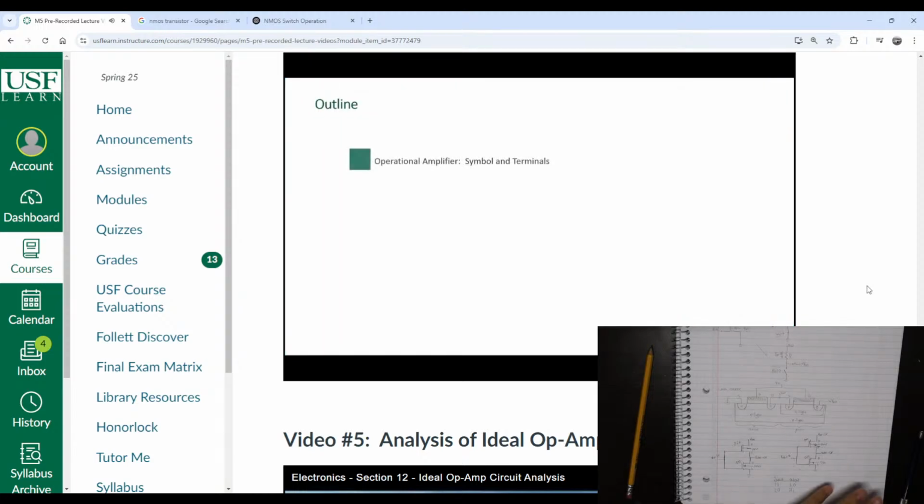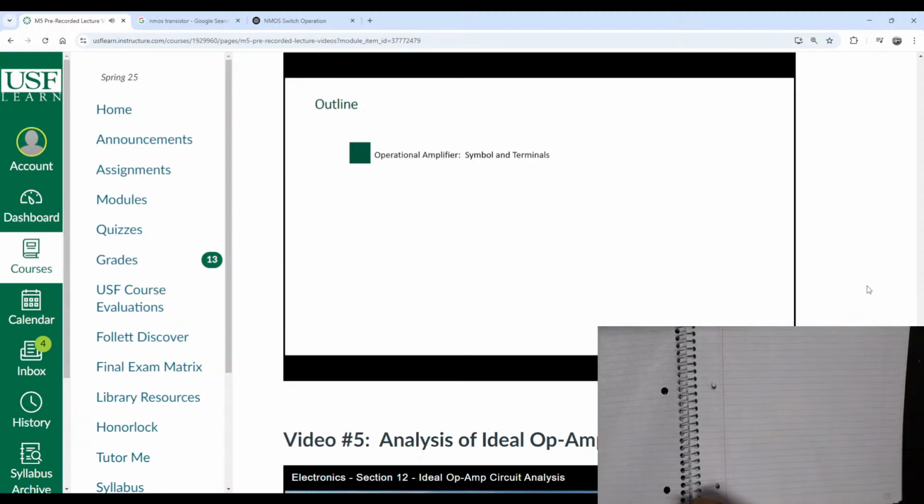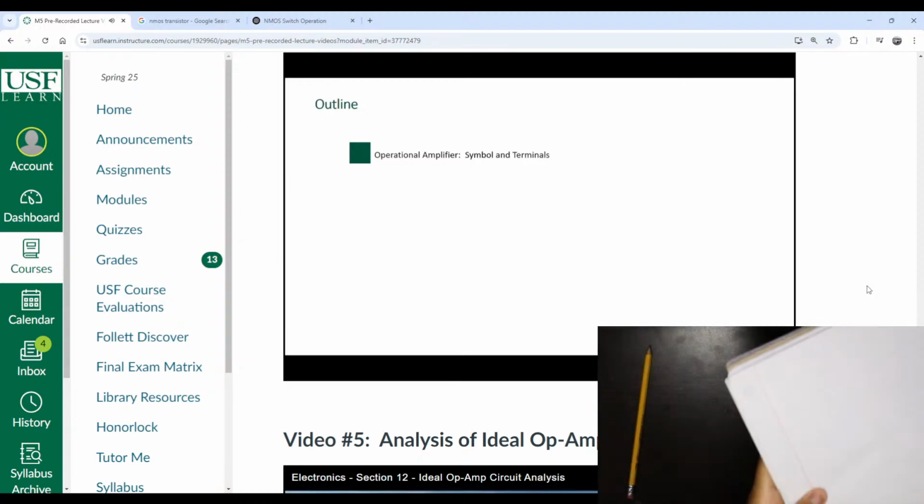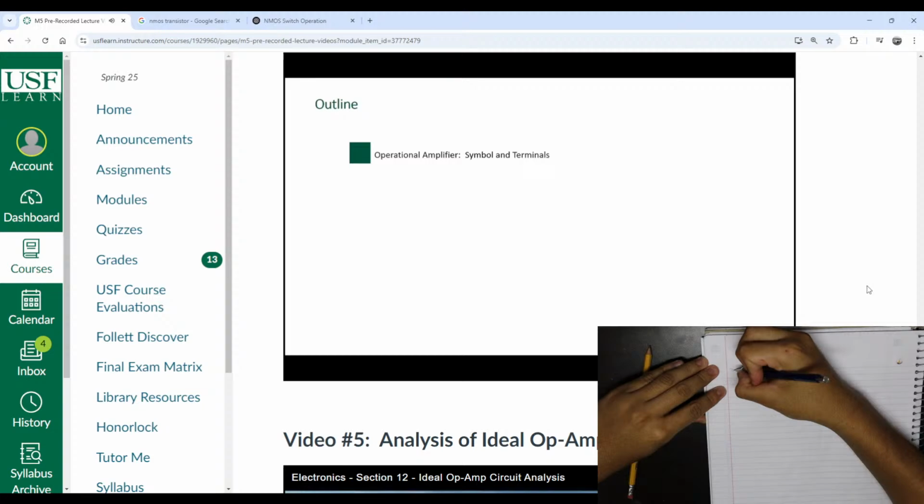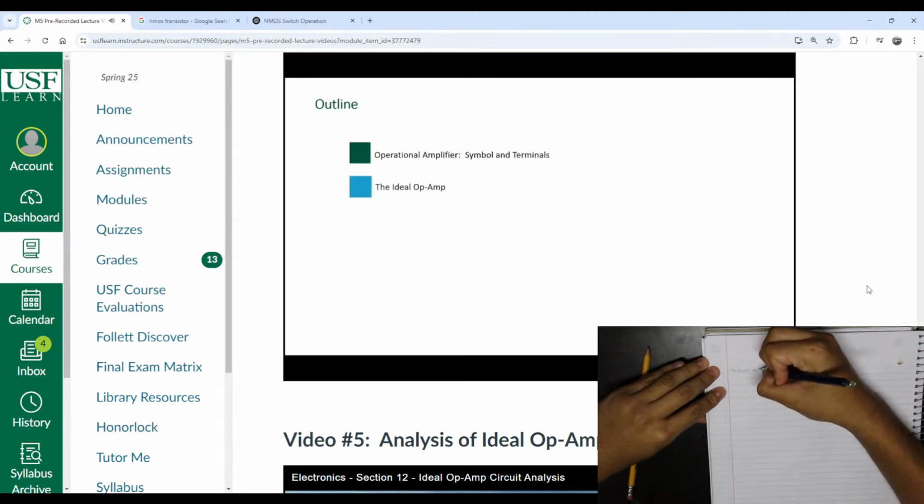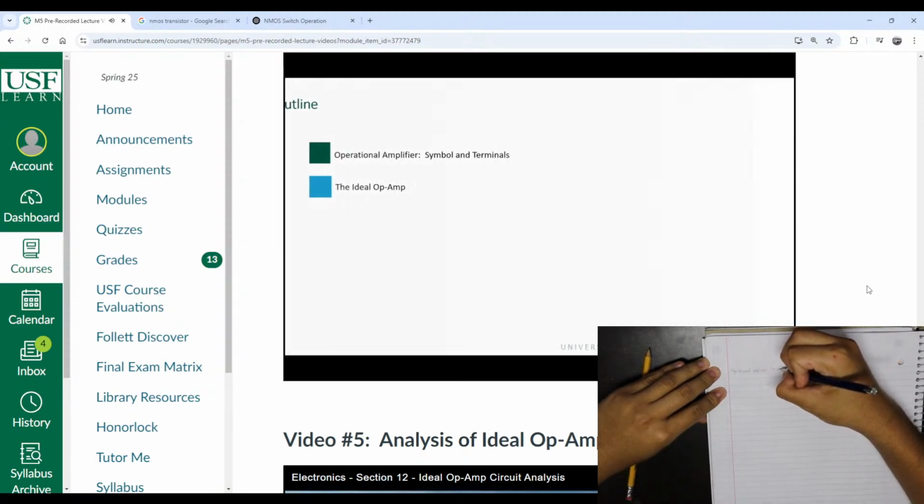Our outline. We're going to take a look at the symbol for the operational amplifier and provide some terminology, what the terminals are called. And then we will discuss what we mean by ideal op-amp, what the characteristics of the ideal op-amp are. So let's get started.